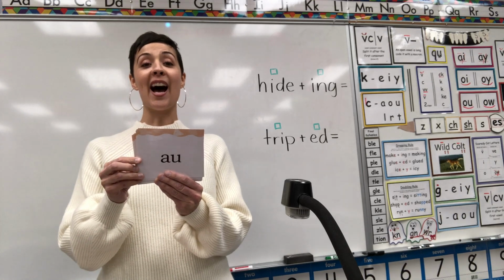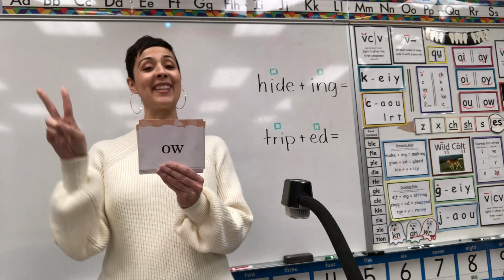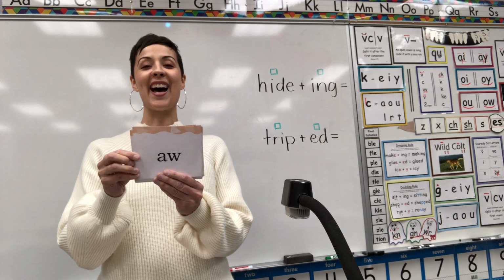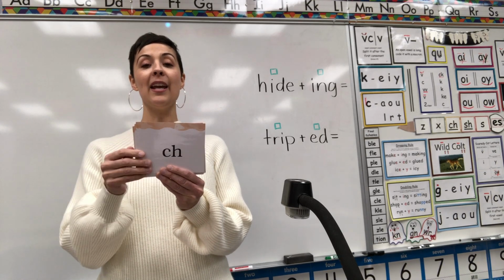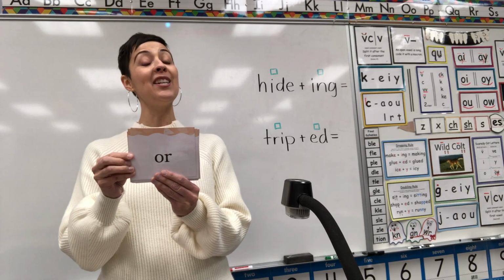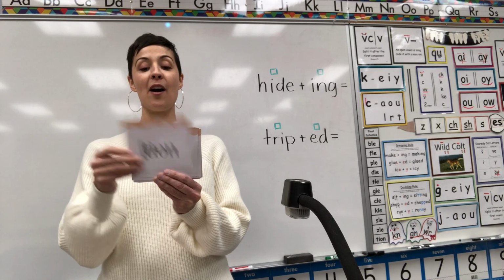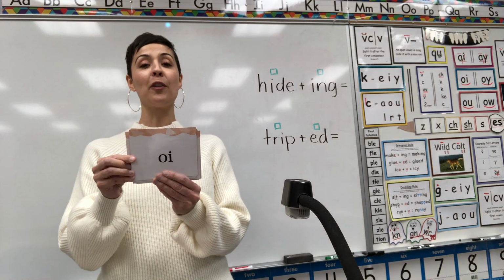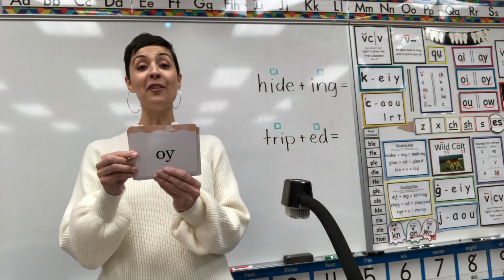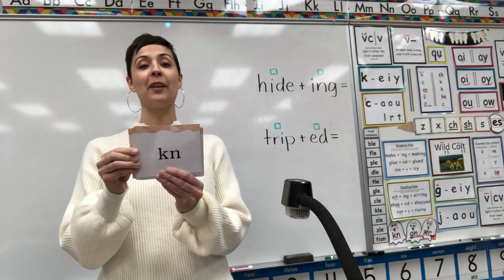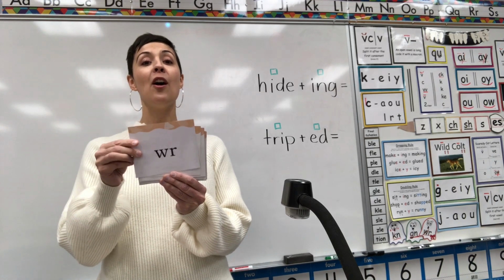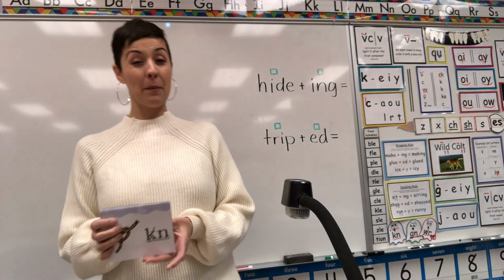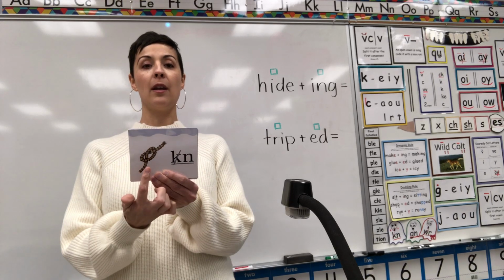combination UR, digraph AU, diphthong digraph OW, combination ER, vowel Y, digraph AW, digraph EA, digraph CH, combination OR, combination AR, final syllable TION, combination IR, diphthong OI, G, diphthong OY, ghost digraph KN, ghost digraph GN, ghost digraph WR. Nice job.